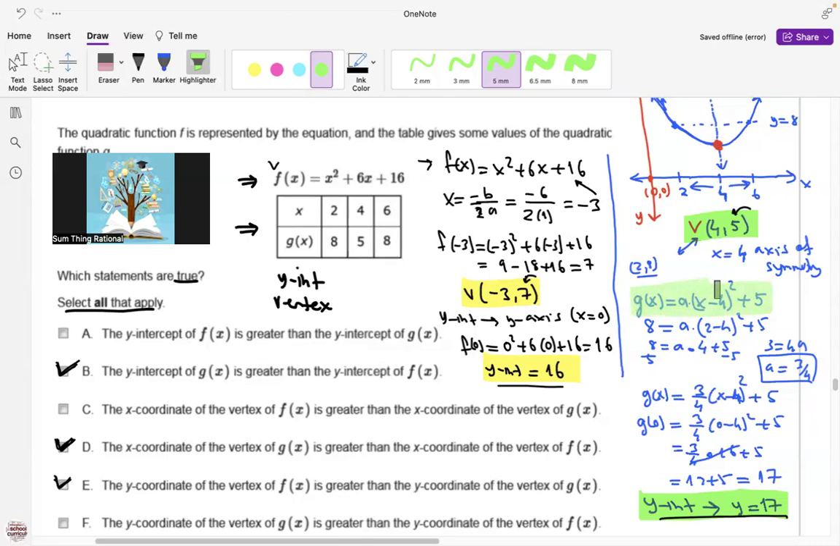I just formed the vertex form of the quadratic function. Then later I found the value of a as well, because the point 2 and 8 is a point on the graph. After finding the value of a, I rewrote the function again, as you see here. After rewriting the function, this will be the actual equation of the function. After finding the actual equation of the function, definitely you can find the y-intercept of the function easily.